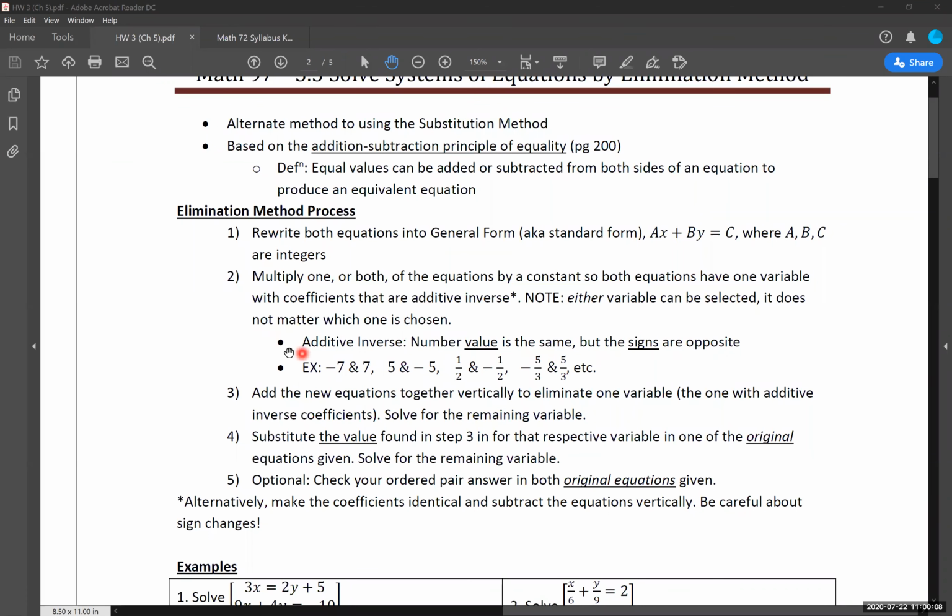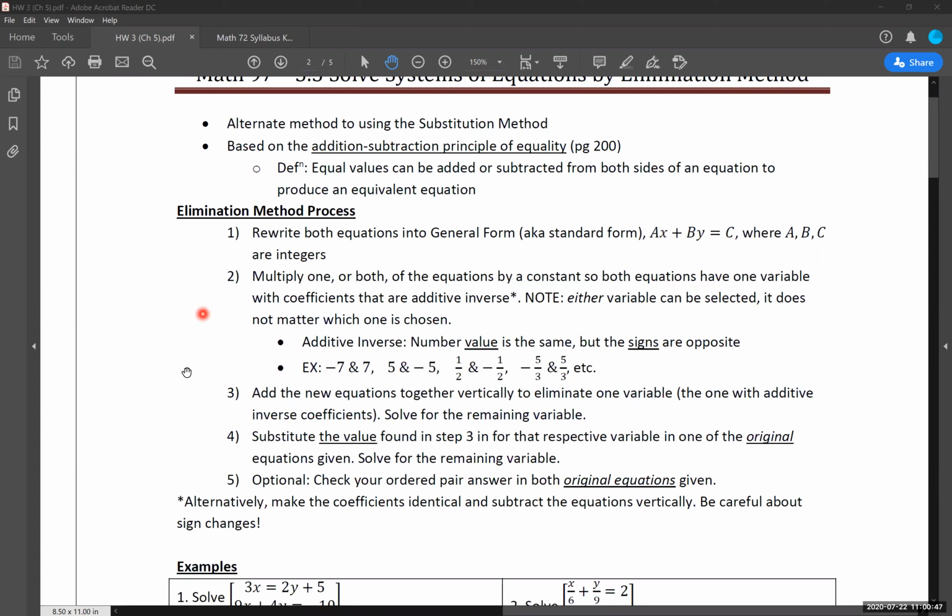And the additive inverse is going to be really helpful in doing that when we get to our third and fourth steps here. So the additive inverse, by its definition, has a number value that is the same. So we have a couple examples here with it. The number is the same, but the signs are different from one another. So our couple examples that we have here, we have a -7, +7, +5, -5, 1/2, -1/2, -5/3, and 5/3. So again, the signs are different, but the value is the same.